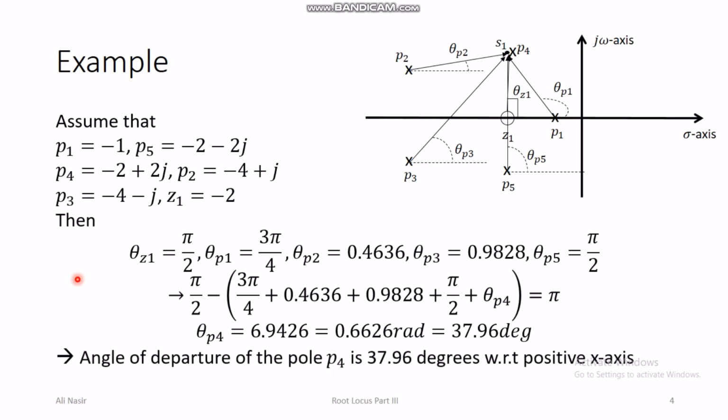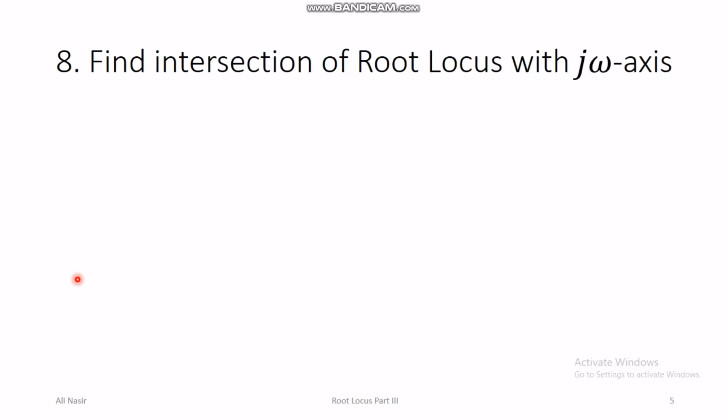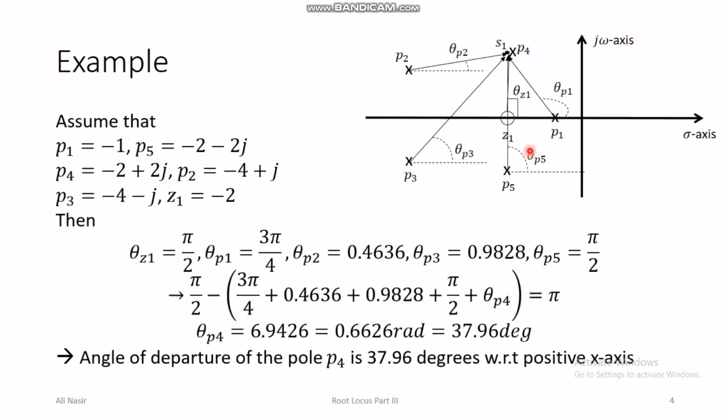And then I also explained that if you are working with complex conjugate poles, then if you calculate the angle of departure of one of the poles, the other pole will have the negative of that angle. So you don't have to calculate the angle of departure of both of these poles. You calculate one of them, and similarly for these two complex conjugate poles, just calculate the angle of departure of one of them. And for this pole, you can see from rule number 6, the angle of departure will be 180 degrees.